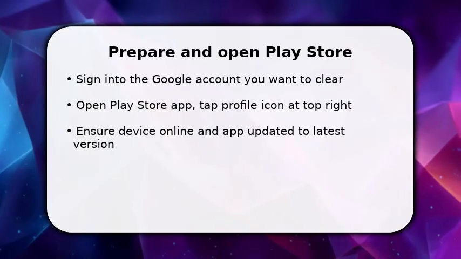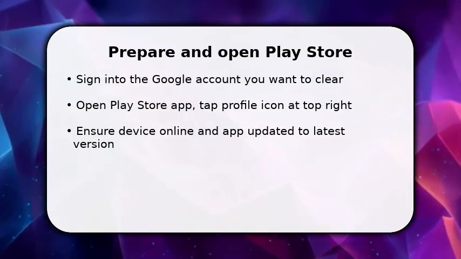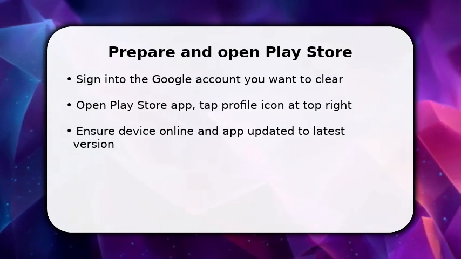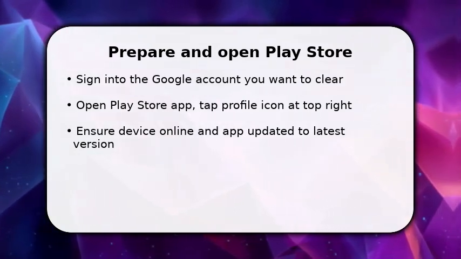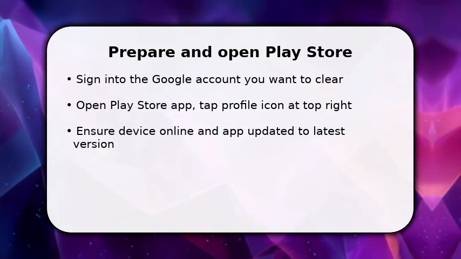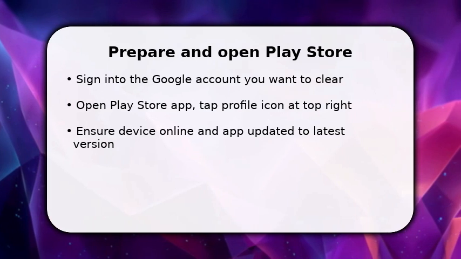Enjoy the video. You start by signing into the specific Google account whose Play Store history you want removed. Once signed in, open the Play Store and tap your profile icon at the top right. That takes you straight to account controls.